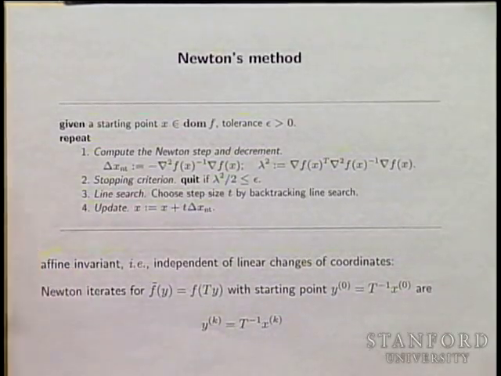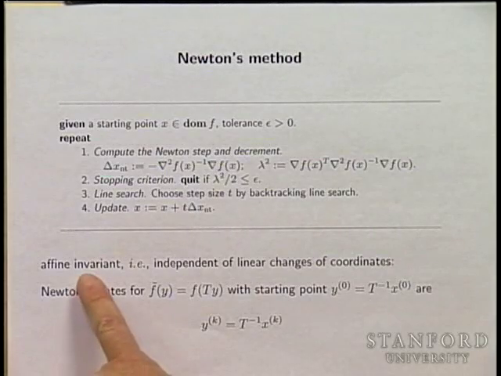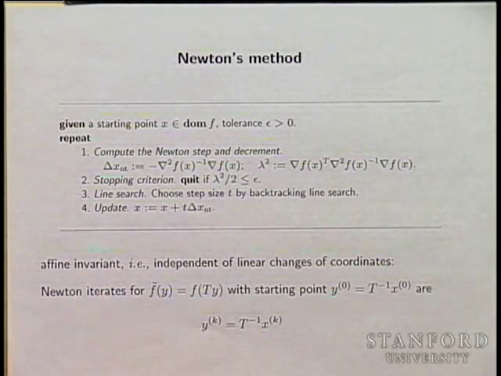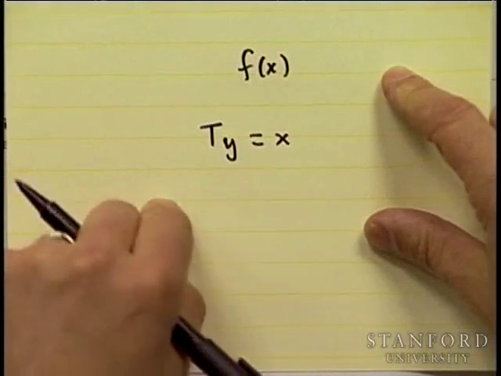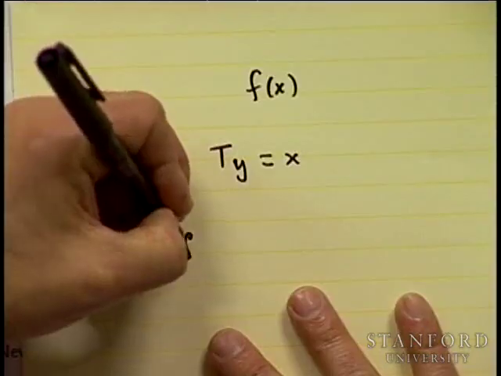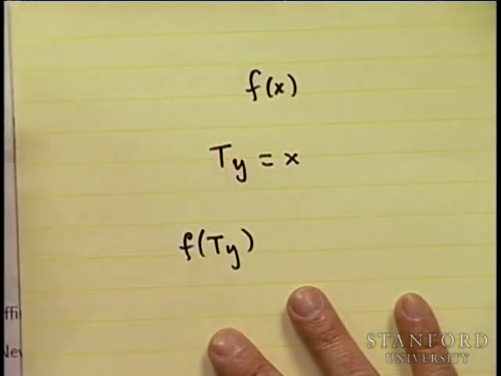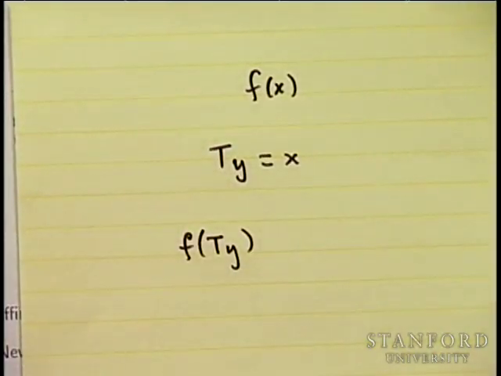I think probably the best zeroth order description of why it works is affine invariance. Let me explain what that is. If you want to minimize f of x, I'll try to get the notation right, I could change coordinates and let t y equal x, where t is a non-singular matrix. And I could just as well minimize f of t y over y. Obviously, I could do that, change the coordinates.